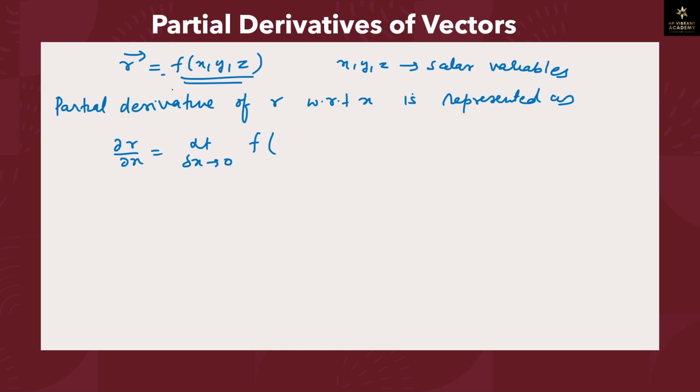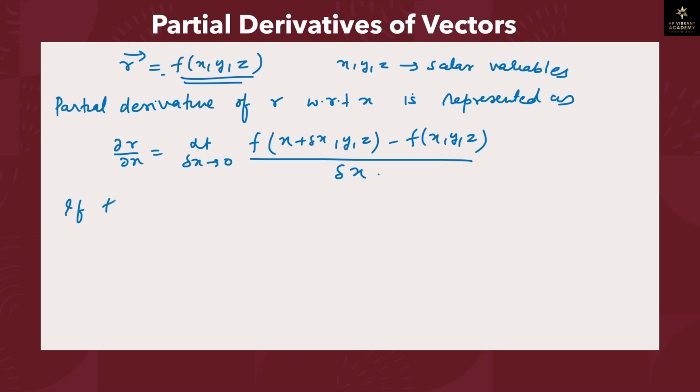Okay, so r is a function of x, y, and z. The differential change in x is f of x plus del x, y, and z, minus f of x, y, and z, upon del x. If this limit exists, then the partial derivative of r with respect to x is given by this particular expression.